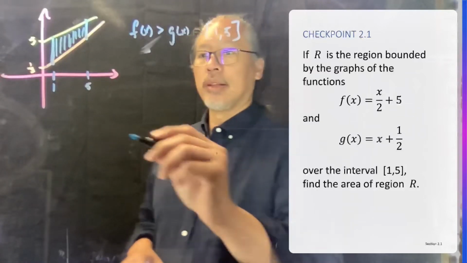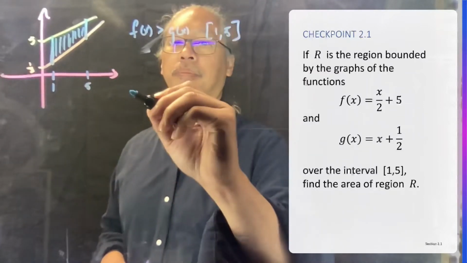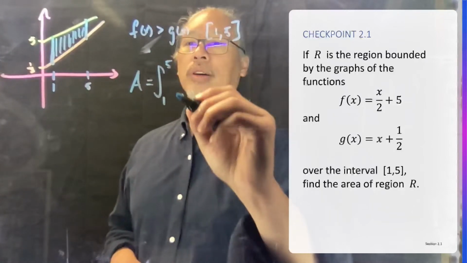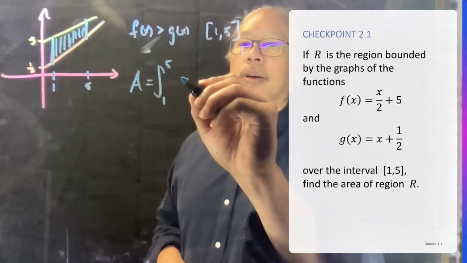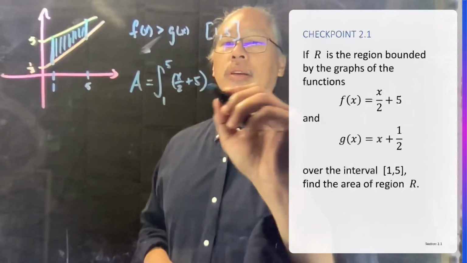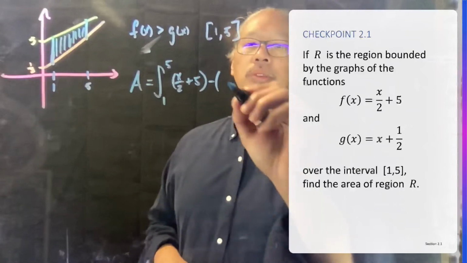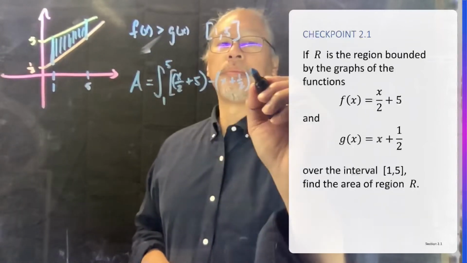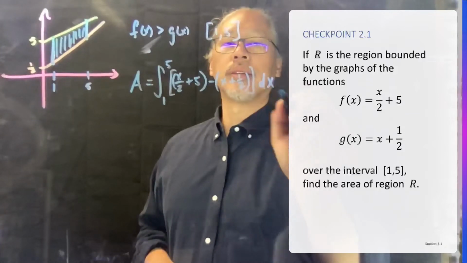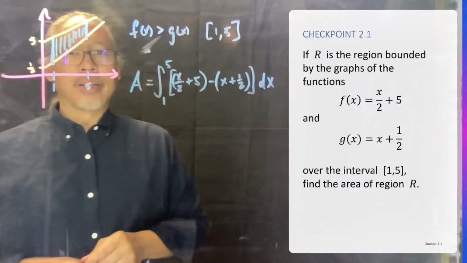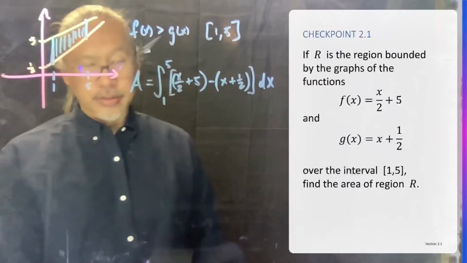All right, so that's it. We'll find the area is equal to the integral from 1 to 5 of the f of x function, which is x over 2 plus 5, minus the g of x function, which is x plus 1/2, dx. So this is our integral, and the rest of the work is just solving for this integral.